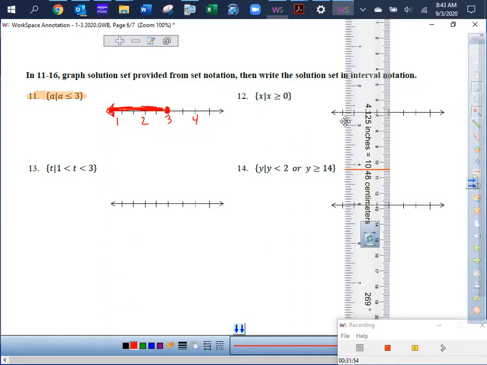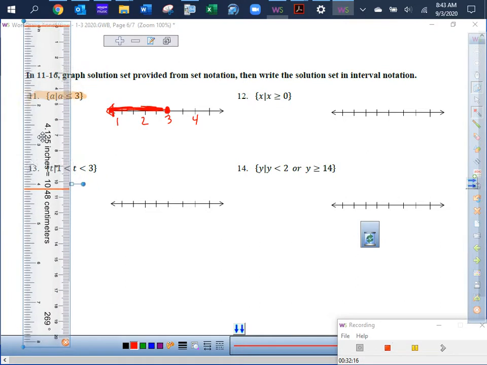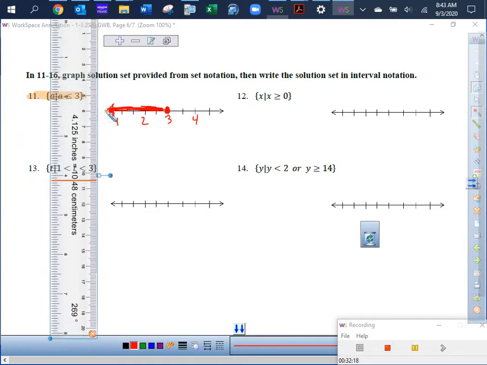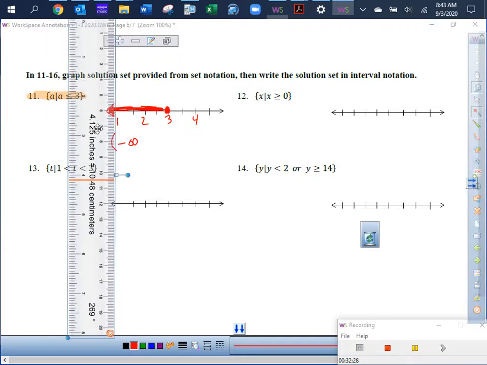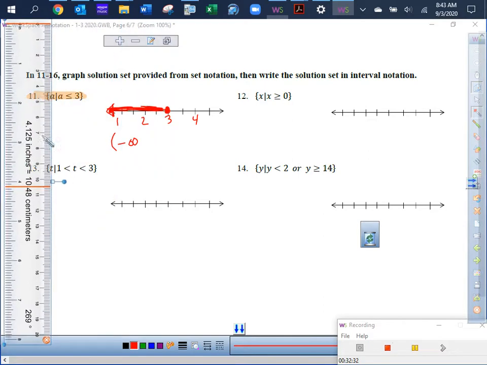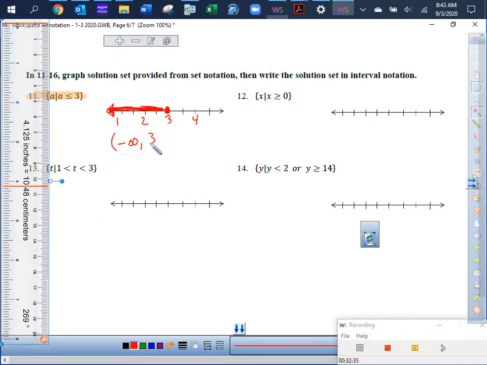So read from left to right. As far left as I go is way over here. Isn't that thing going to go on to negative infinity in that case? So negative infinity always has a parenthesis, and it's going to keep on going. Because we read from left to right, we stop at 3. Doesn't it stop at 3? And it is included. Questions about that?